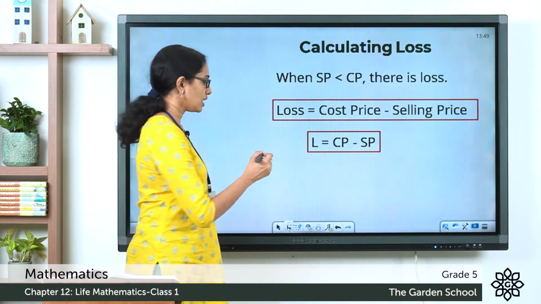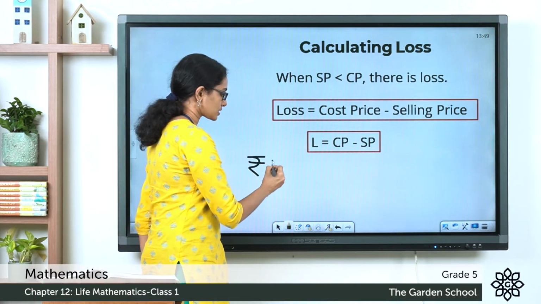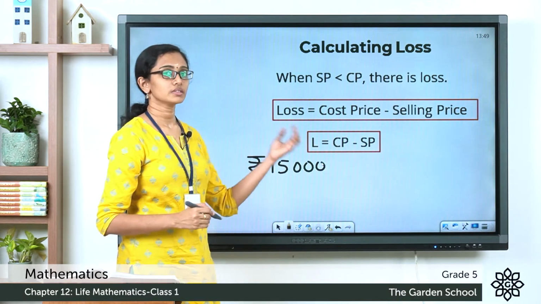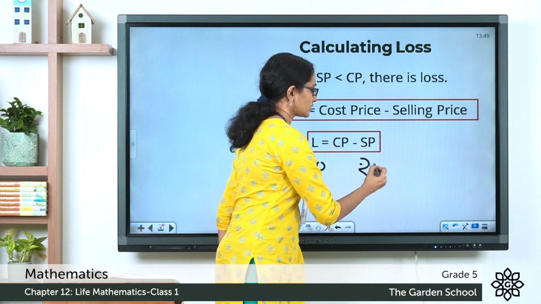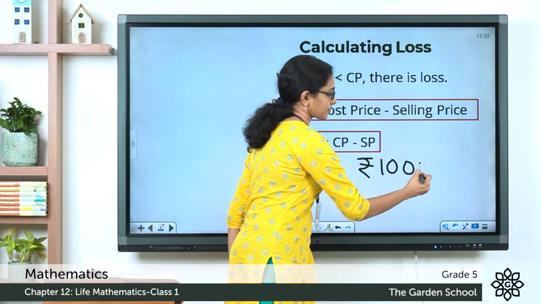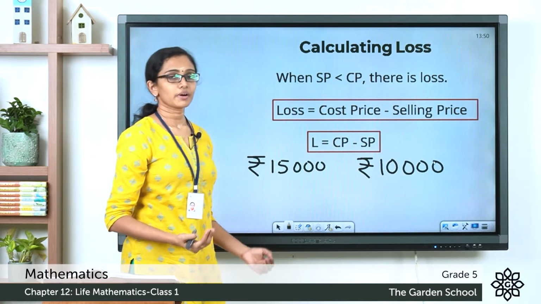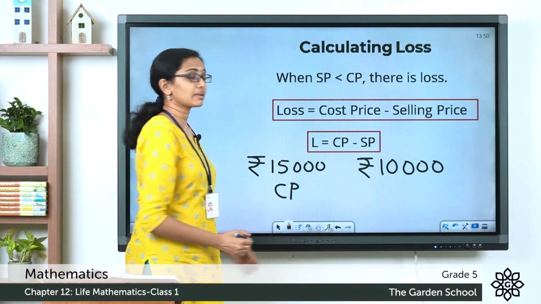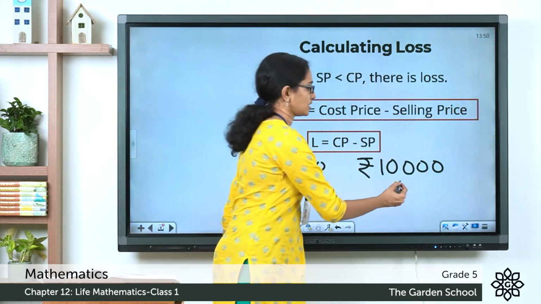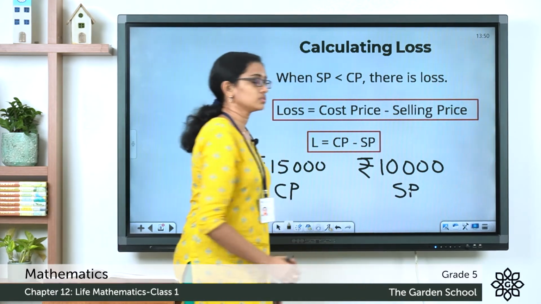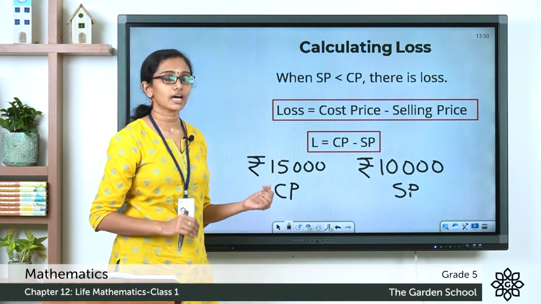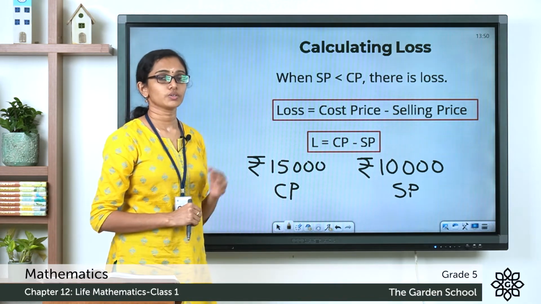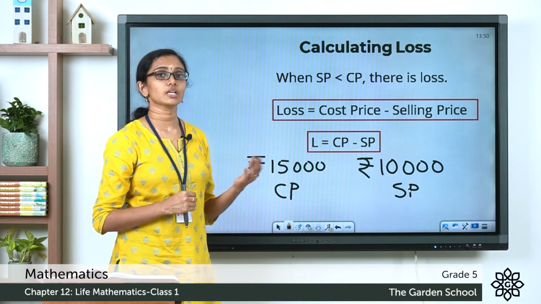Let's see an example. I bought a camera at rupees 15,000 and I'm selling it to someone else at rupees 10,000. So my buying price or the cost price is rupees 15,000 and my selling price is rupees 10,000. It means that I sold it at a price lower than its cost price or buying price. So there I will lose some money. So it's a loss for me.